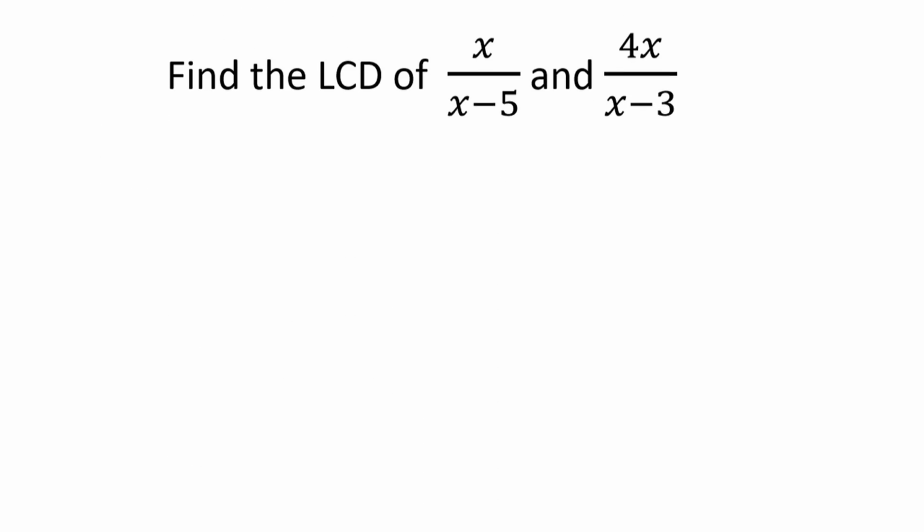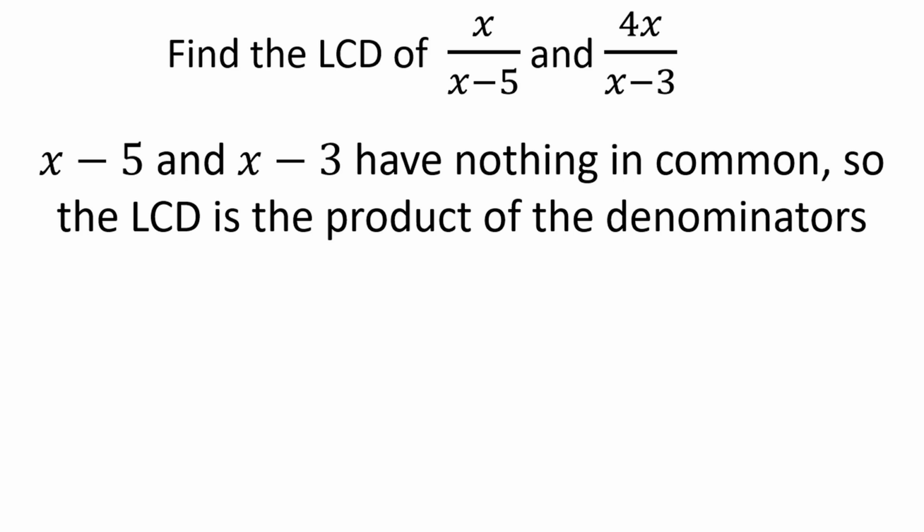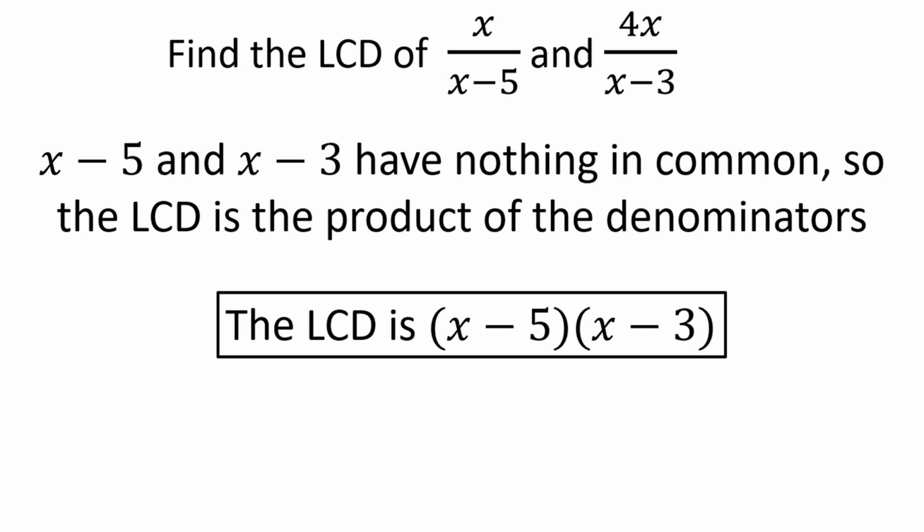Say that we have x over x minus 5 and 4x divided by x minus 3, and we want to find the least common denominator. In a case like this, where you have expressions in the denominator that can't be factored out and don't have anything in common, the least common denominator will just be the product of the denominators. So in this case, the least common denominator is simply x minus 5 times x minus 3.